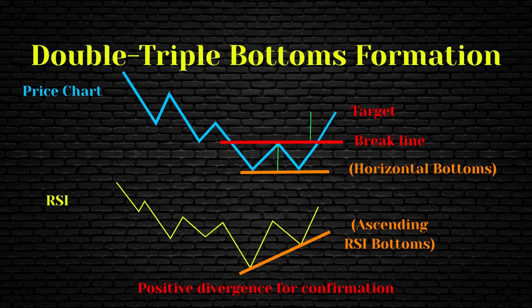Here's a tip to make it easier to recognize double bottoms on your chart. Add the RSI indicator to your chart. Check if, while your price bottoms are forming horizontal lows, the lows in the RSI are ascending. If the RSI is making higher lows, it confirms the price bottoms, indicating positive divergence. This is a good method for deciding to enter a position and understanding that the declining trend is about to reverse.